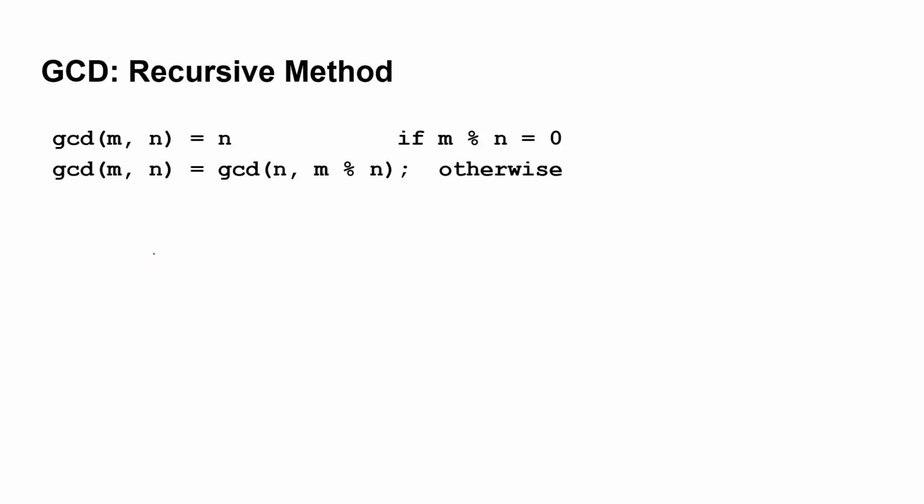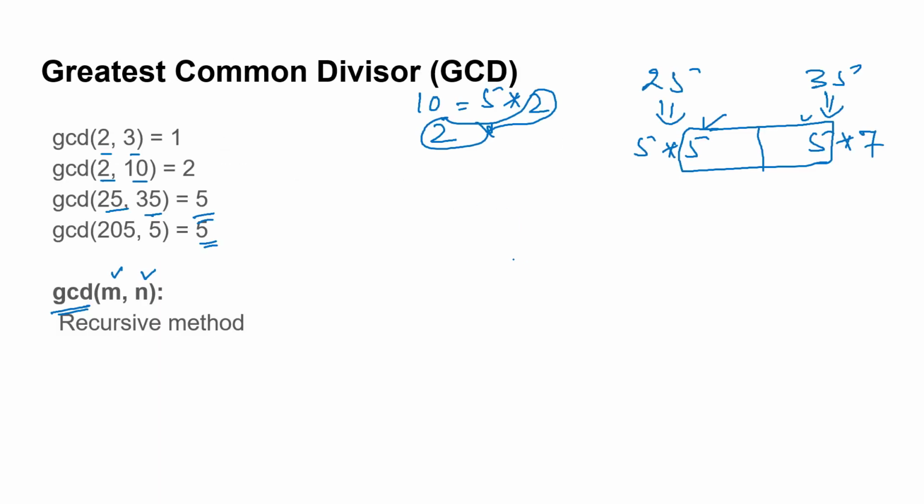Now, how do we do that? Let me tell you the concept behind that. The procedure is like this. Let's take this example of 25 and 35. Let's call this m and this n. What we do in this case is divide m by n. So let's do this process and then we'll see the recursive procedure.